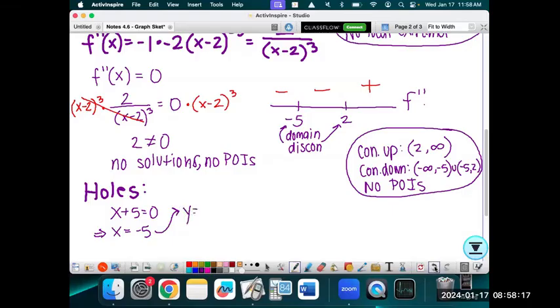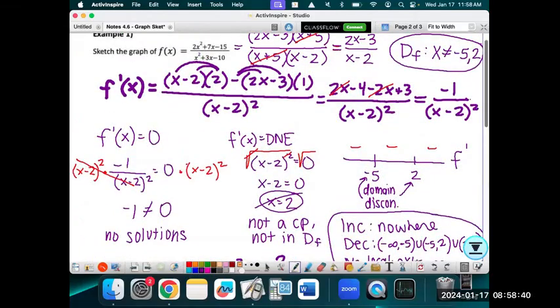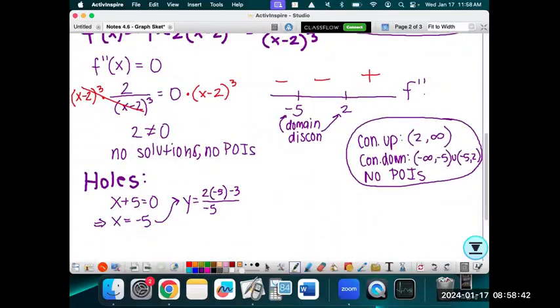So I would go ahead and plug that into my simplified function, because if I did it in the original, it's just going to come up with 0 over 0. So if I plug that into my simplified one, we have 2 times -5 minus 3 over -5 minus 2, or plus 2? Minus 2. So that ends up being -13 over -7.